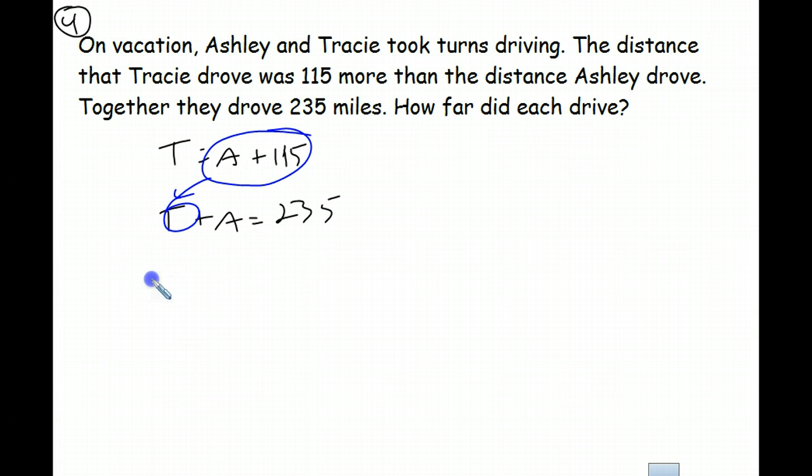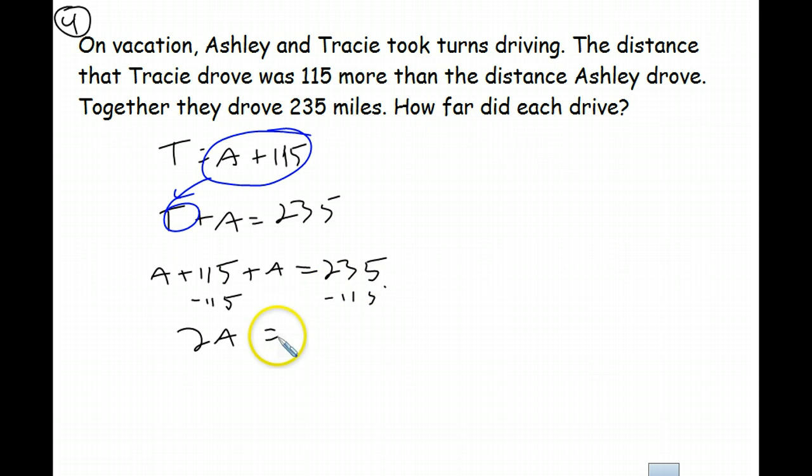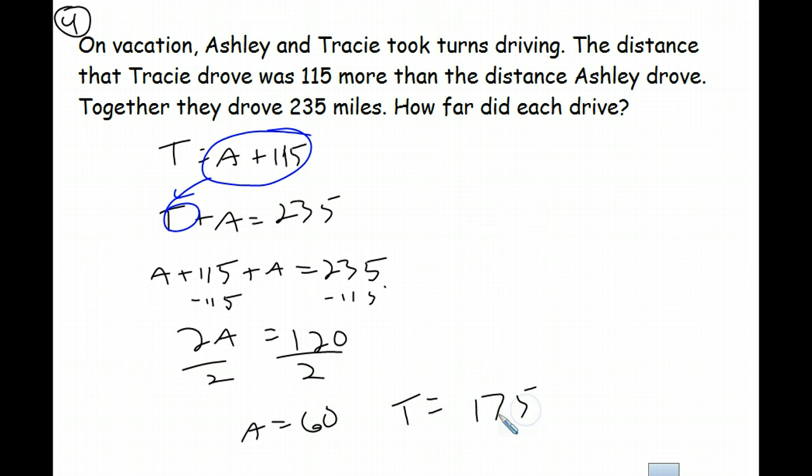And then I can say a plus 115 plus a equals 235. So 2a, subtract over the 115, equals 120. And then divide both sides by 2, so Ashley drove 60 miles. So if Ashley drove 60 miles, then Tracy should have driven 175. Add them up. They are 235, so that is our system of equations.